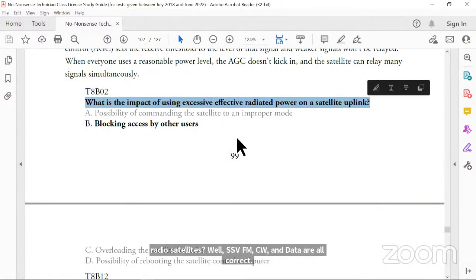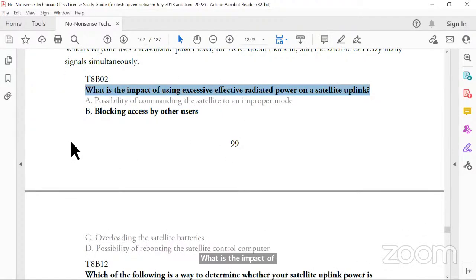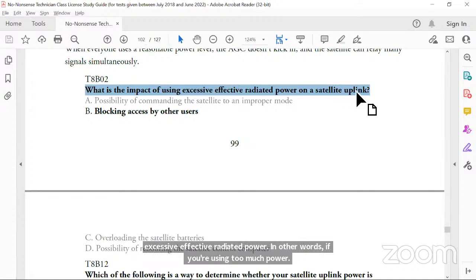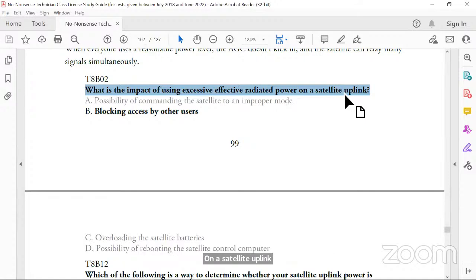What is the impact of using excessive effective radiated power on a satellite uplink? So let's dissect that. They say, what impact? In other words, what happens? Using what? Excessive effective radiated power. In other words, if you're using too much power on a satellite uplink, you're transmitting with a large or heavy or strong power, right? Well, you can end up blocking access by other users.